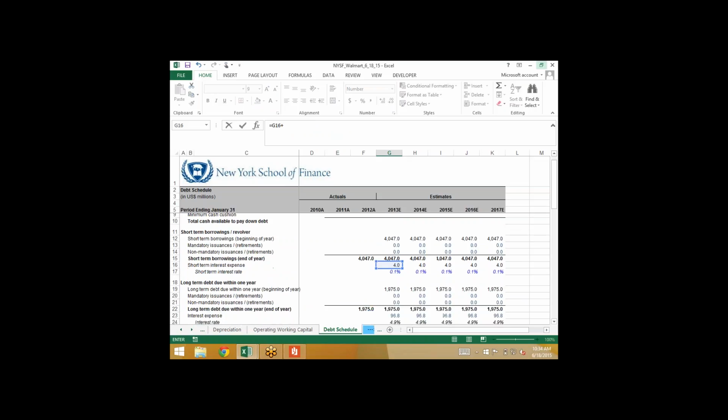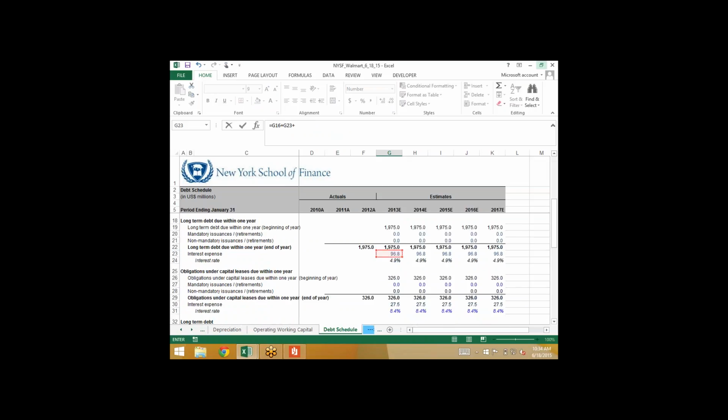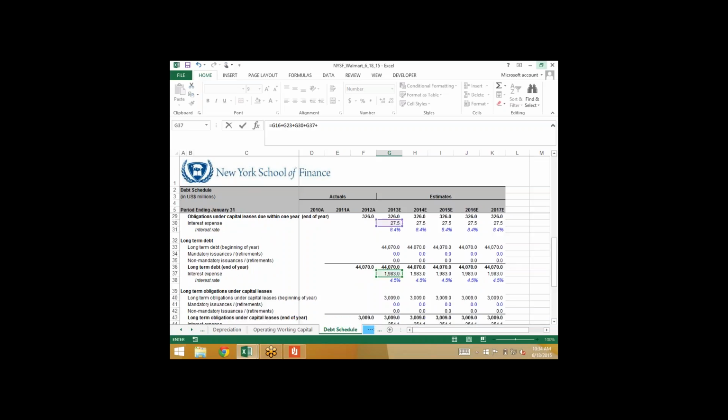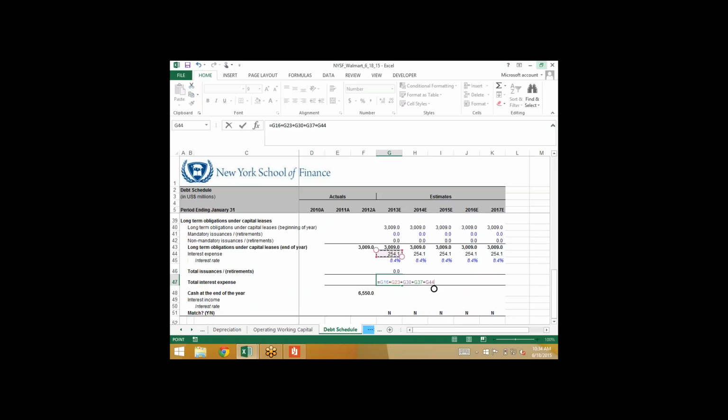Short term, long term due within a year, capital lease obligations, long term, and the long term capital lease obligations, and we can copy these to the right. These will be linked into our income statement. We don't have to do that yet.